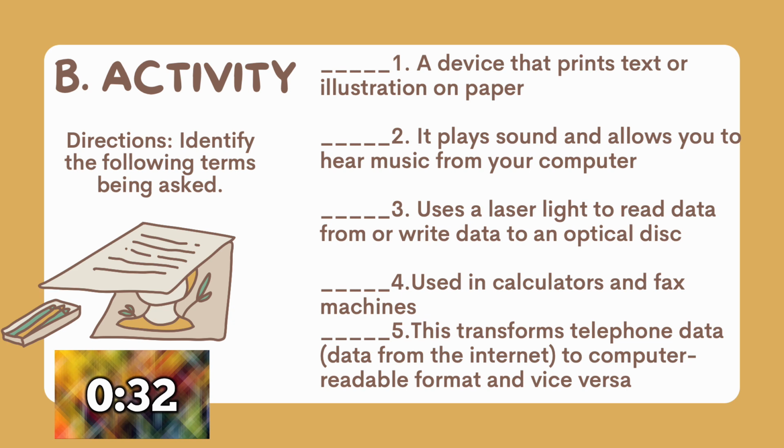Number four, it is used in calculators and fax machines. That is thermal printer. Number five, this transforms telephone data from the internet to computer-readable format and vice versa. The answer is modem. Good job, everyone. So please count the correct answers and write the score.